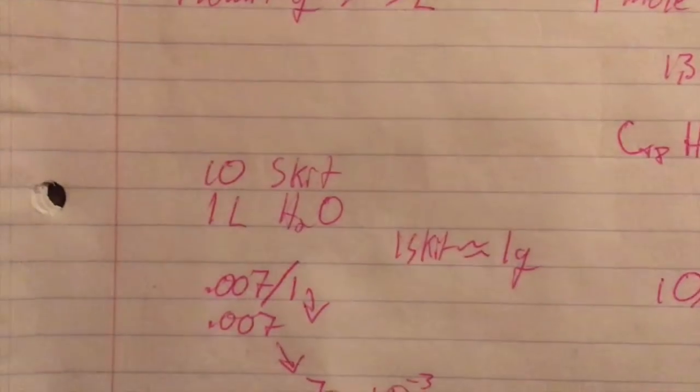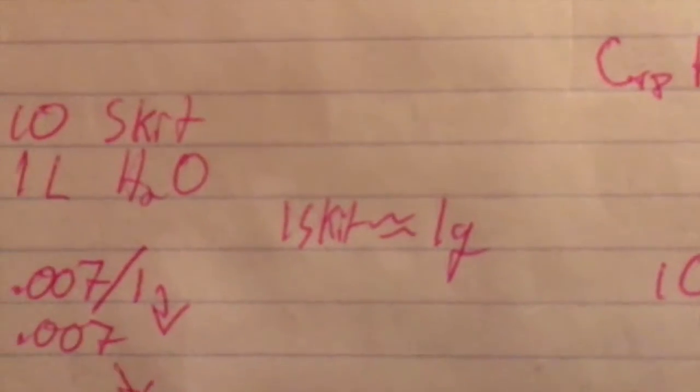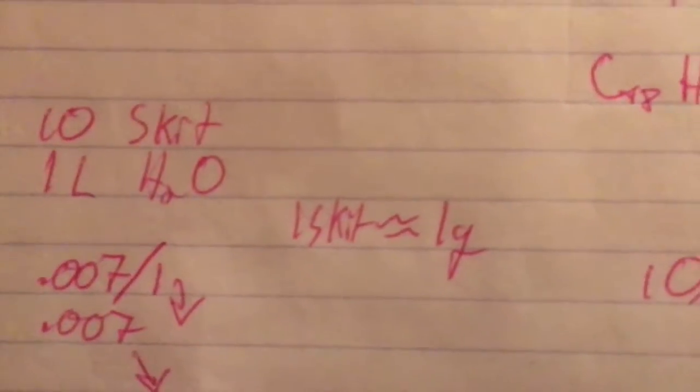I picked a random number 10 to find out the pH of this acidic solution. So we have 10 Skittles to 1 liter of water. Sounds great, right? 1 Skittle is about a gram. I found this on the internet, and it's close enough to a gram to not be significant, so it's great.